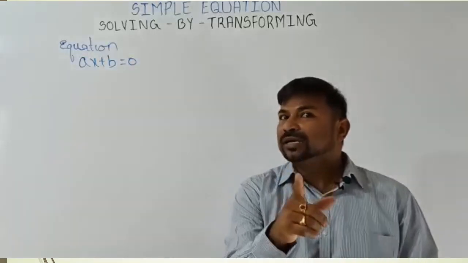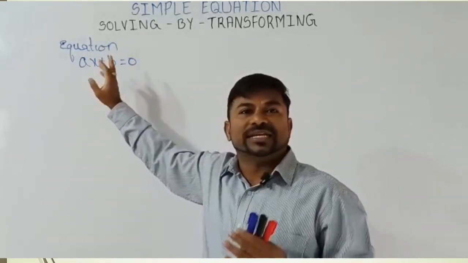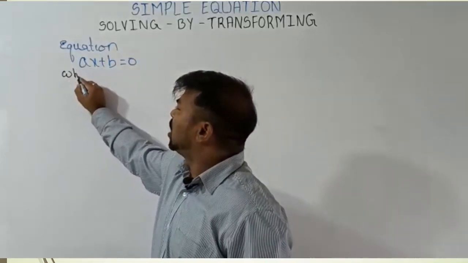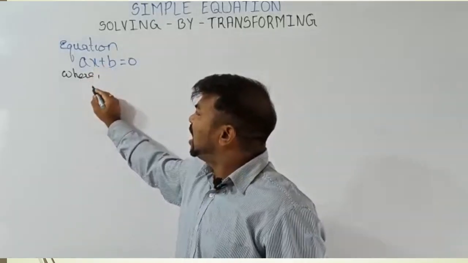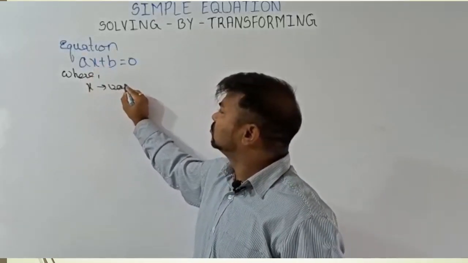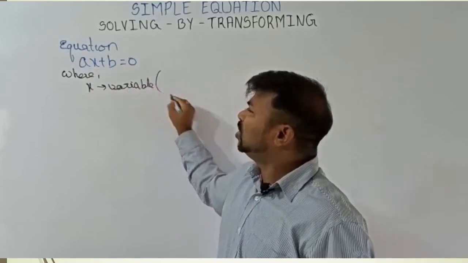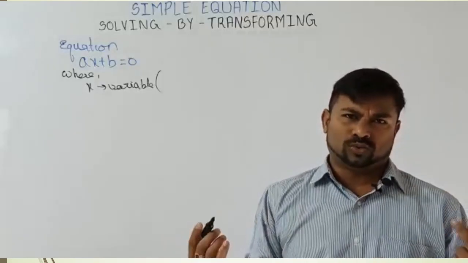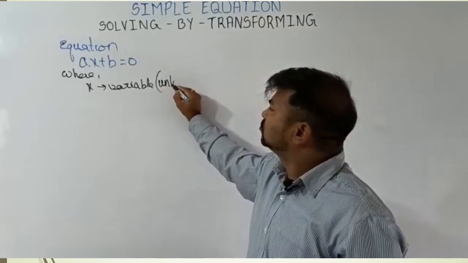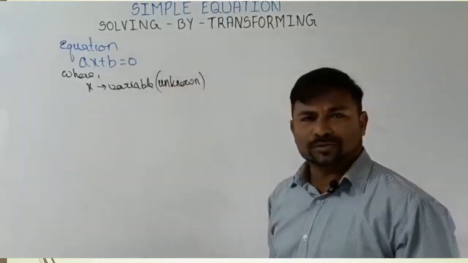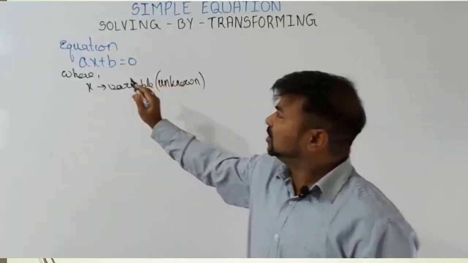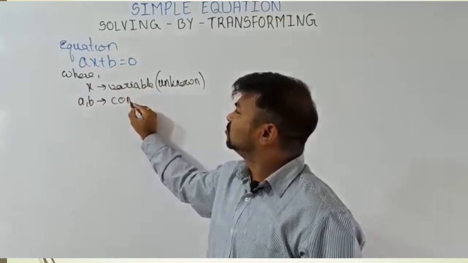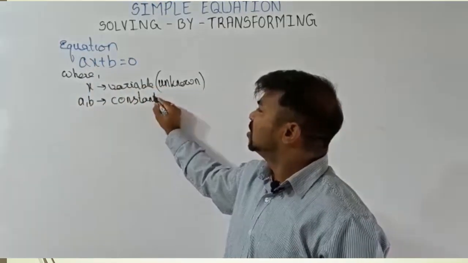As I have earlier discussed, here the variable is nothing but x. What is a variable? Let me go through what all the terms present in this are. So x here is nothing but a variable. What is the meaning of a variable? A variable is nothing but the value which we don't know. It's an unknown value. A variable is nothing but an unknown value. Here, the other terms, a and b, are nothing but the constants.